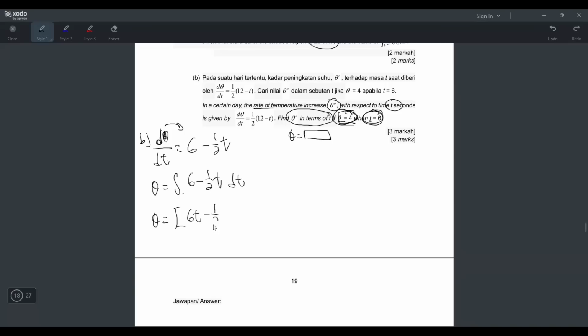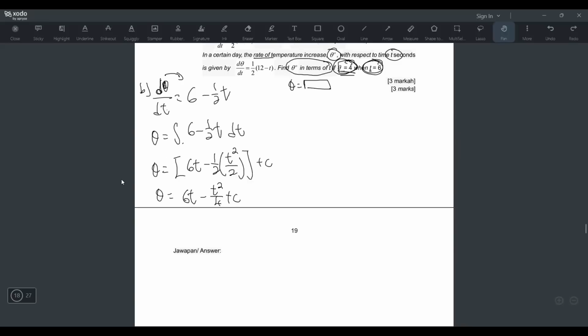Okay, integrate 1 over 2t means you take the power plus 1. So t power 1 plus 1, t power 2 over 2, like this. And then close the bracket. And since this is an indefinite integral, there's no numbers here, you have to write plus c. Right? So now you end up with theta equals 6t. Okay, this one you can take top times top, bottom times bottom, you end up with t square over 4, plus c.